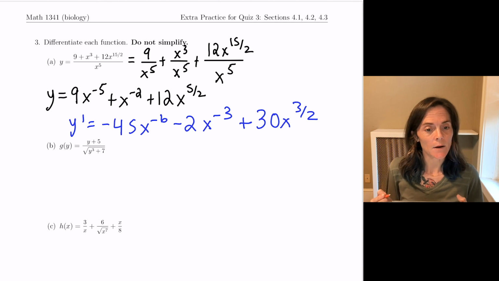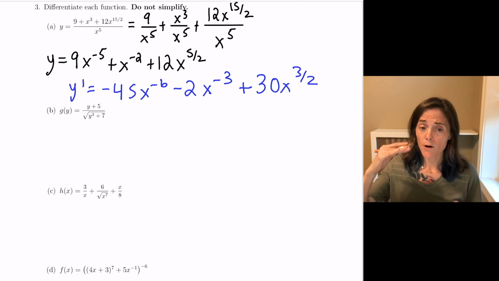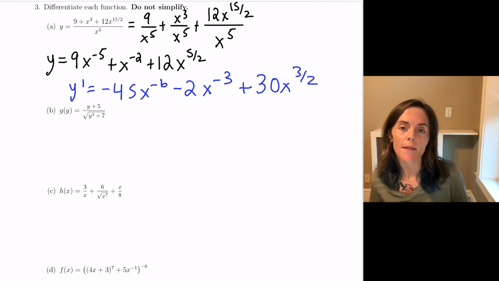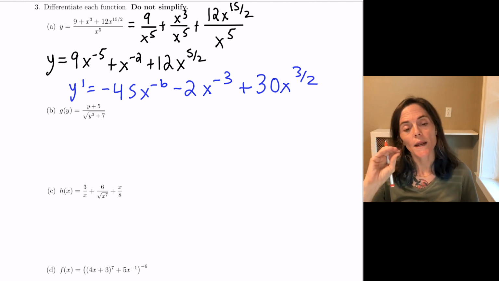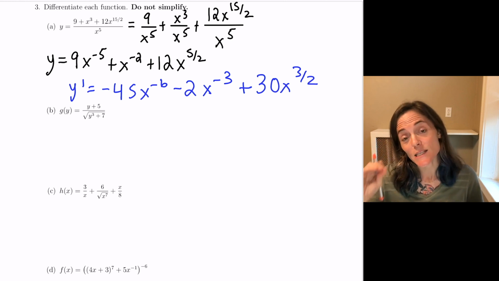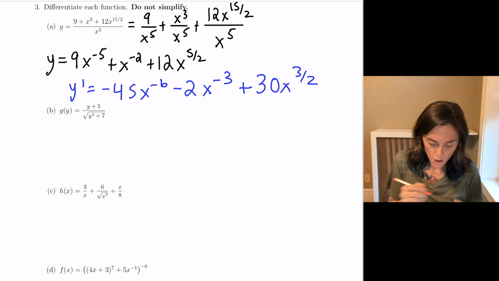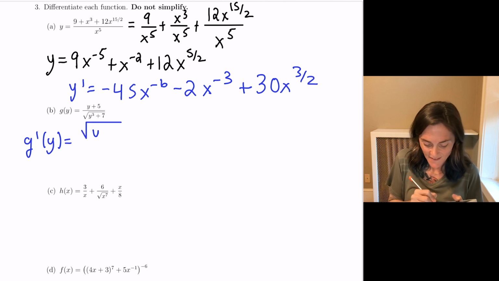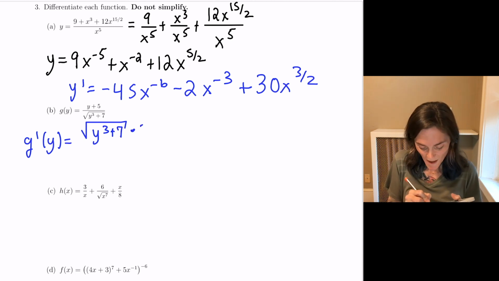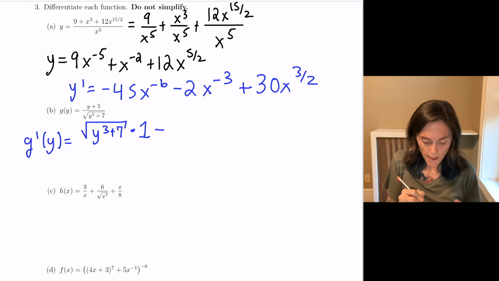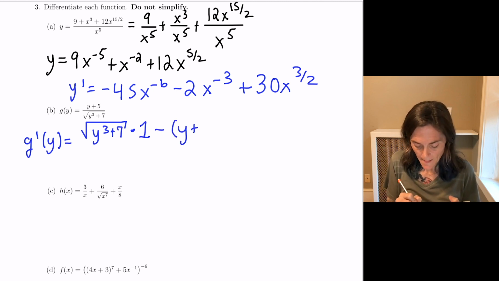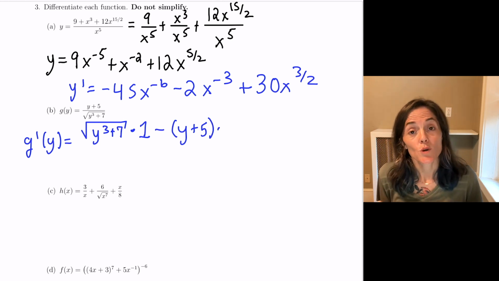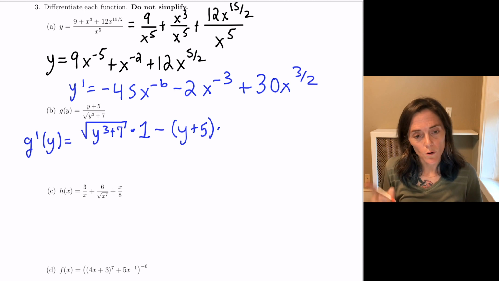Wonderful. Now, letter B. Here, fundamentally, I see one function divided by another, quotient rule. But when I go to take the derivative of the denominator, this will be chain rule. So g prime of y, we have denominator times, well, the derivative of the numerator is 1 minus the numerator. Okay. Derivative of the denominator is where I need chain rule.